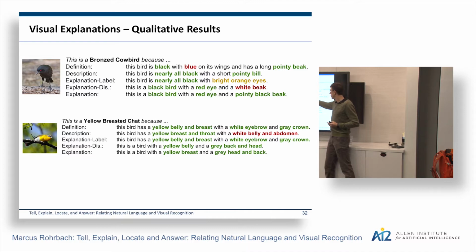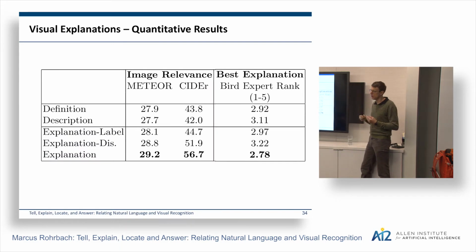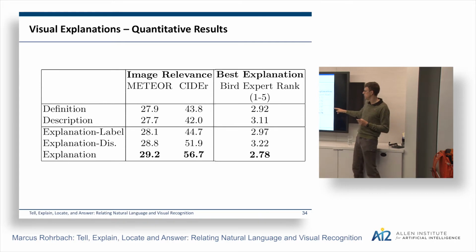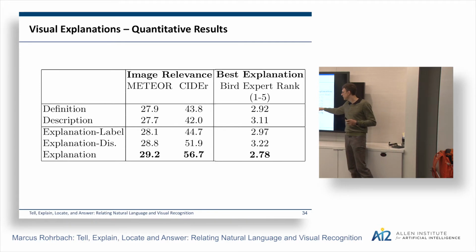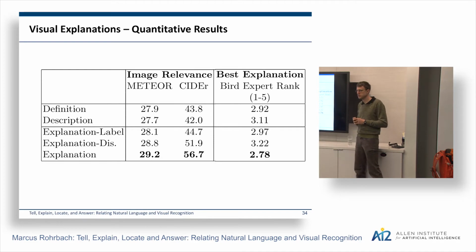If we only have the discriminative loss, we get this black bird with a red eye and a white beak. The most precise explanation we get is when we use both the discriminative loss and the label as input: this black bird with a red eye and a pointy black beak. We also evaluated this quantitatively. On the one hand, we have image relevance using the normal Meteor and Cider scores, and we see that our explanations score slightly better than the ablations.